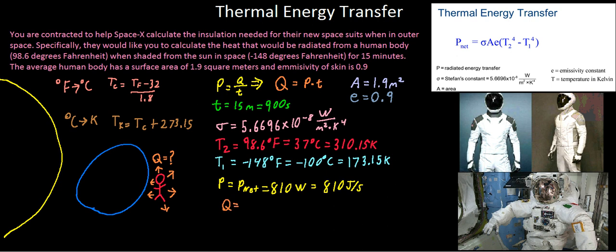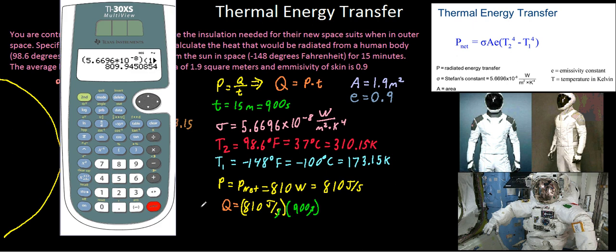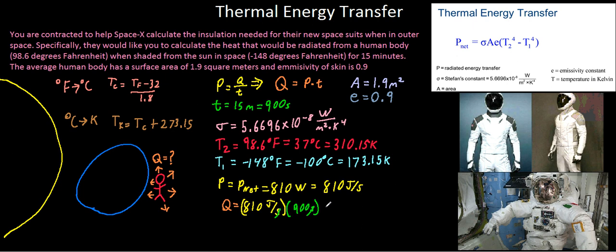To solve for Q, we'll just plug in our power, which we just said was 810 joules per second. And we'll multiply that by the original time, which we figured out was 900 seconds. And of course, seconds cancel out. And so to get our final answer, we'll just take that in our calculator. We'll say 810 multiplied by 900 seconds. And we'll get, in 15 minutes, this human has radiated out 729,000 joules of energy.